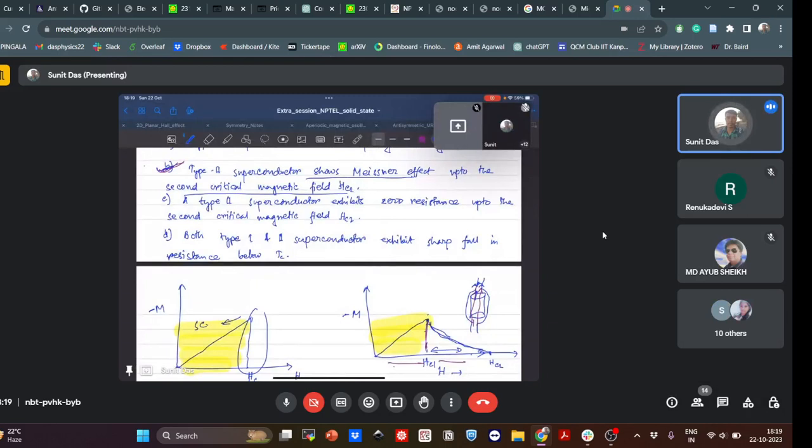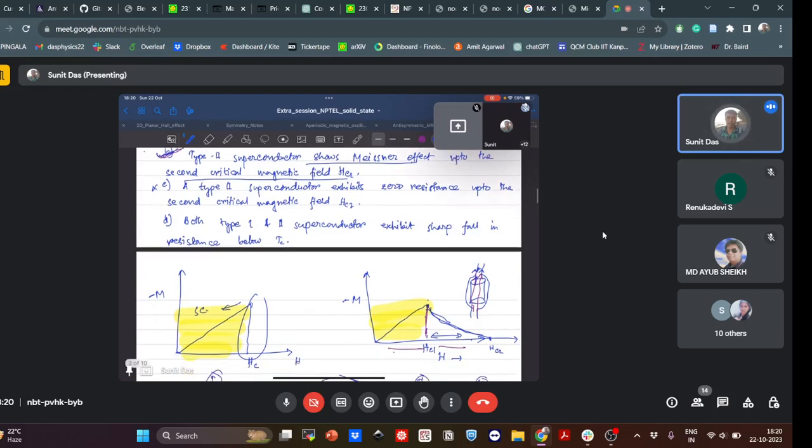If you talk about option C, then type 2 superconductor exhibits zero resistance. That is actually true, because up to Hc2 the resistance is so negligible that we can call it zero resistance. In fact, if significant resistance is there, then we will not call it a superconductor, like we have not called type 1 a superconductor beyond Hc1, right?